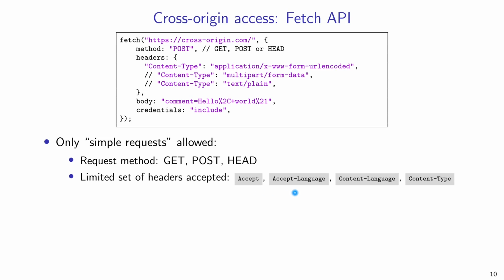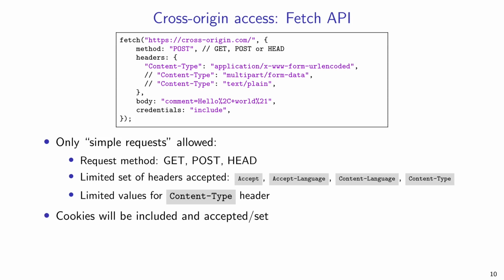Accept, Accept-Language, Content-Language, and Content-Type. But only a limited set of values can be specified for the Content-Type header. These are form URL encoded, form data, and text plain, meaning that we can make cross-origin POST requests to submit HTML form data or plain text. If we specify credentials include here, then cookies will be included and will also be accepted by the browser if they are set in the response.